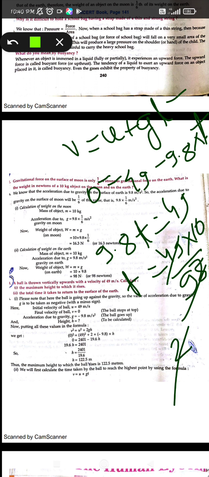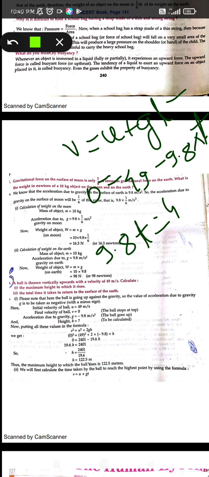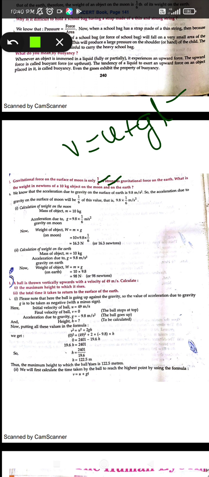So t equals 49 into 10 upon 98, because we removed this decimal. On replacing it, the 10 will go to the numerator. Now 49 2s are 98 and they cancel, it is 5. So t will be equal to 5 seconds. So we can say that the body takes 5 seconds to reach the top when it is thrown with the velocity of 49 meters per second. So understand how we have to find out these values.